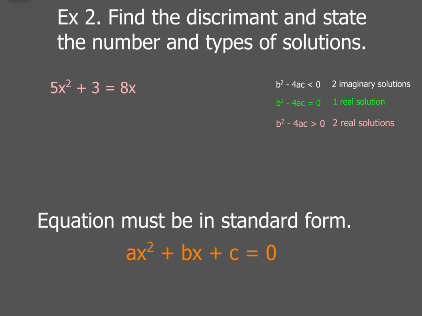Now in example 2, we're going to take a look at the quadratic 5x squared plus 3 equals 8x. And again, make sure you put the equation in standard form. After you do that, determine the value of the discriminant, what it is, as well as the number and type of solutions. Go ahead and hit pause, and then do that and come back and see how you did.